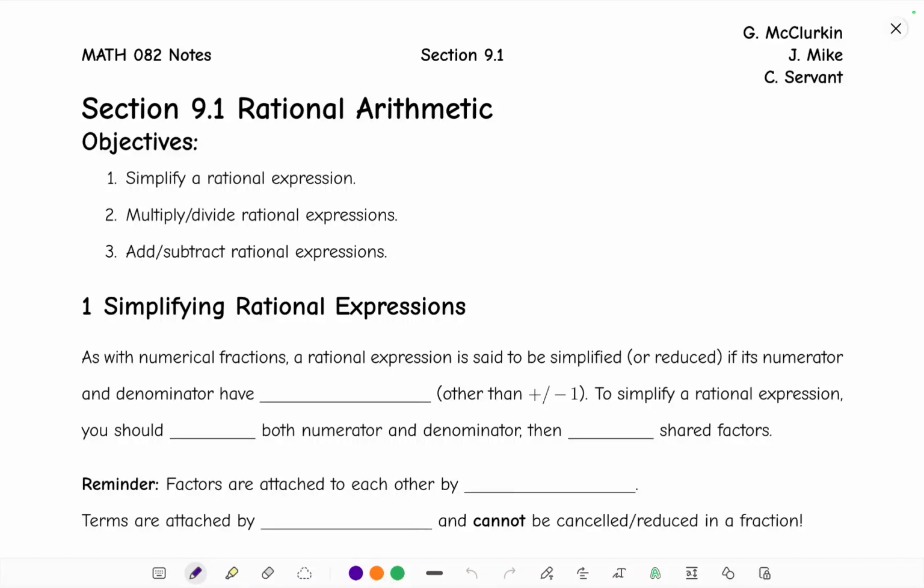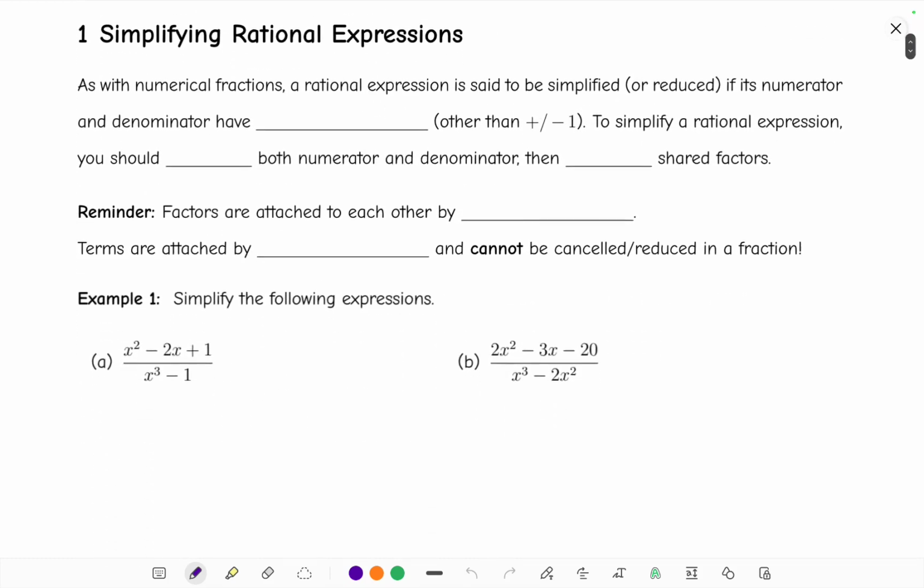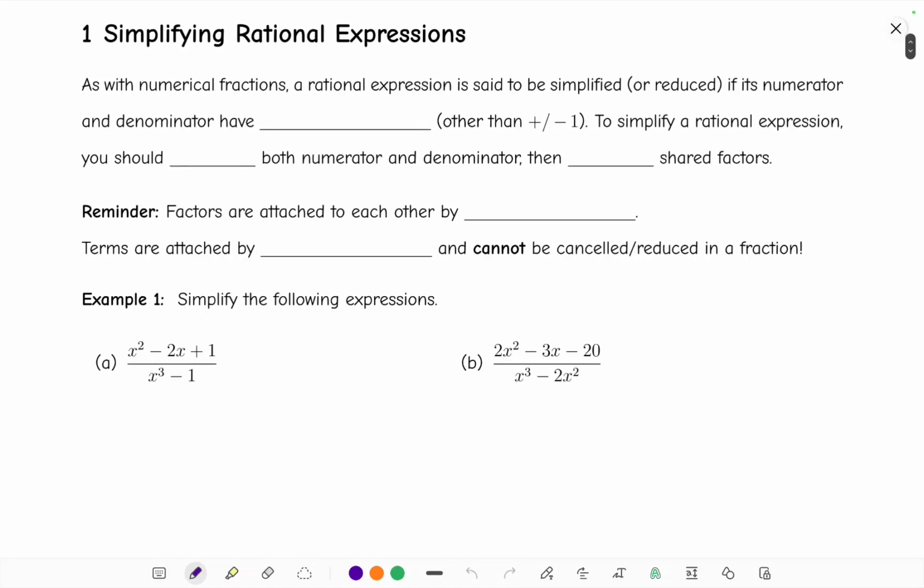Hello, today we're going to start section 9.1, Rational Arithmetic. The objectives are to simplify rational expressions, multiply and divide rational expressions, and add and subtract rational expressions. Part 1, Simplifying Rational Expressions.